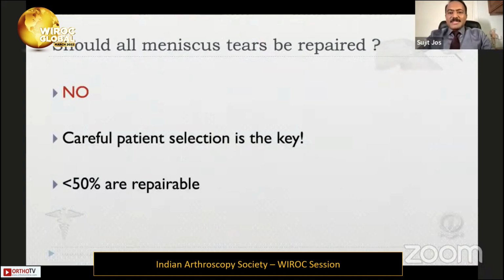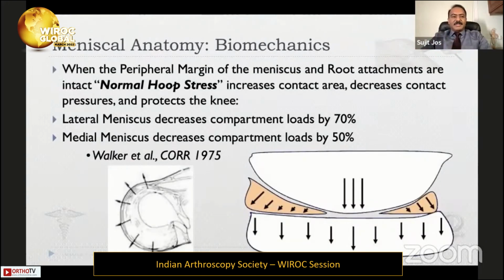So should all meniscus tears be repaired? No. Careful patient selection is the key. Less than 50% may be repairable, and that gray zone is tilting towards a repair nowadays. So when we talk about the meniscus, you have to understand the hoop stresses, which increase the contact area and decrease the contact pressures, and which protects the knees.